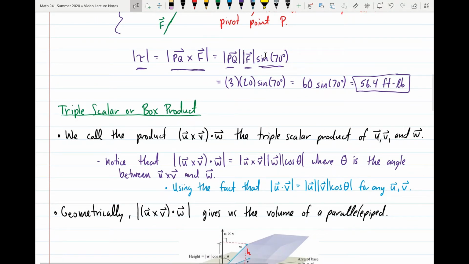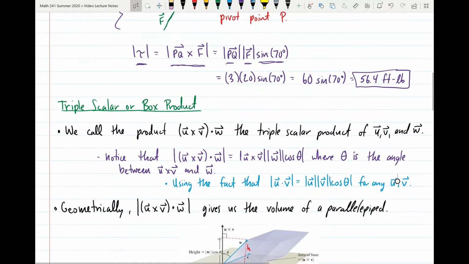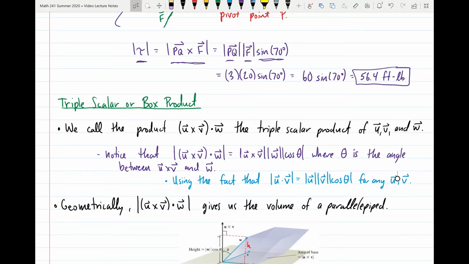So we are now going to introduce another kind of vector product, just composing the cross product and the dot product that we already have. We're going to call this product the triple scalar product, or sometimes it's also called the box product. It is defined to be the product of 3 vectors where you have u cross v, and then that resultant vector dot producted with the vector w. So this is the triple scalar product of u, v, and w: u cross v dot w.